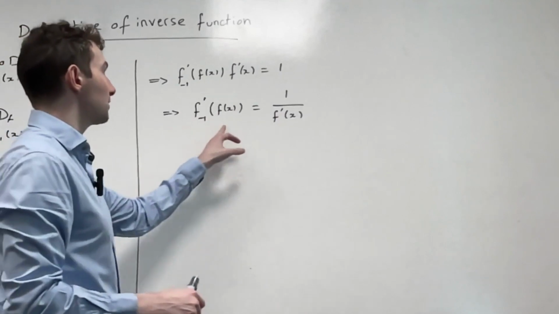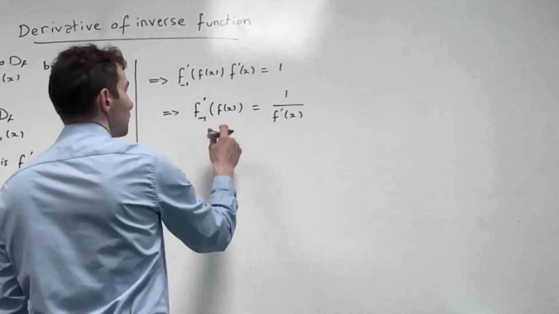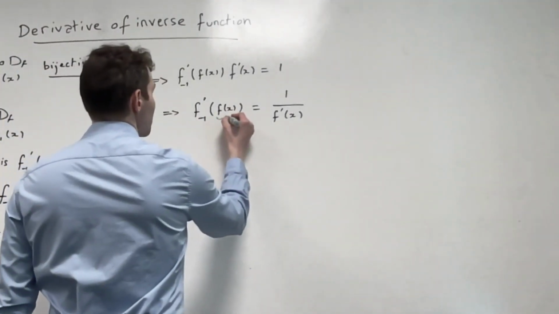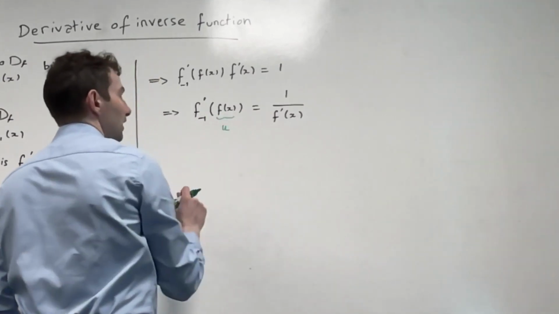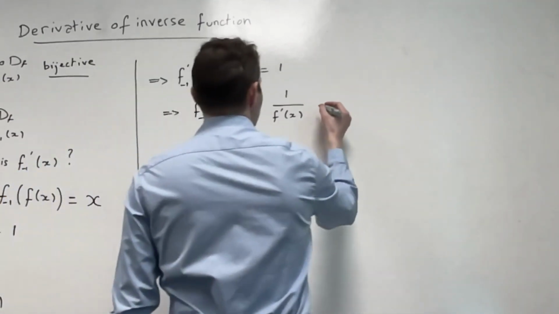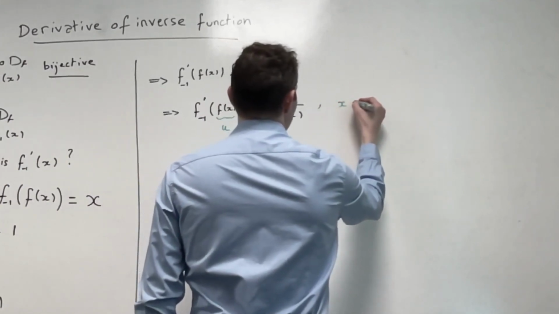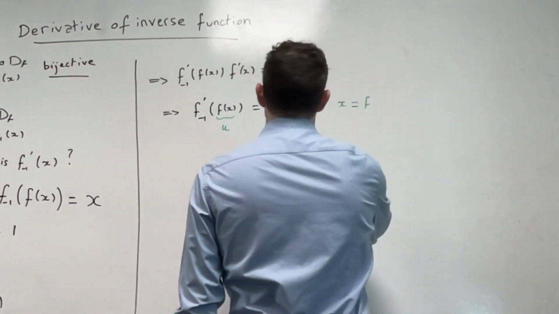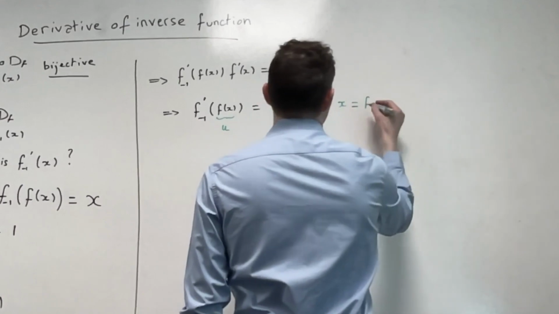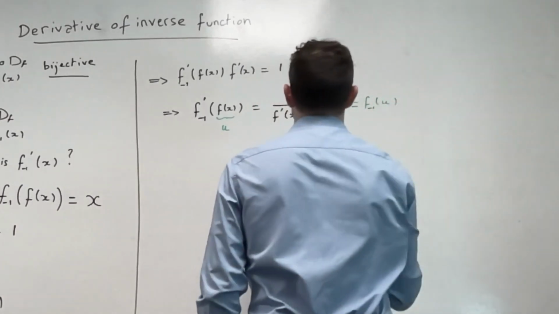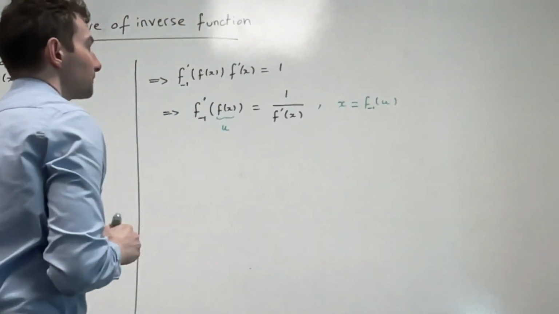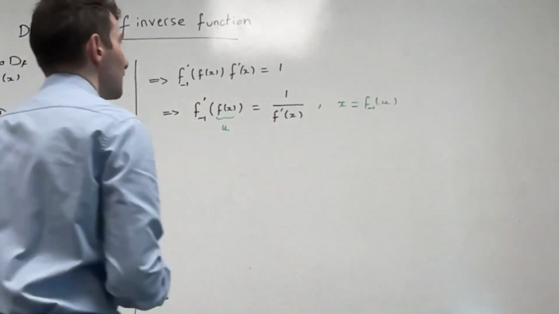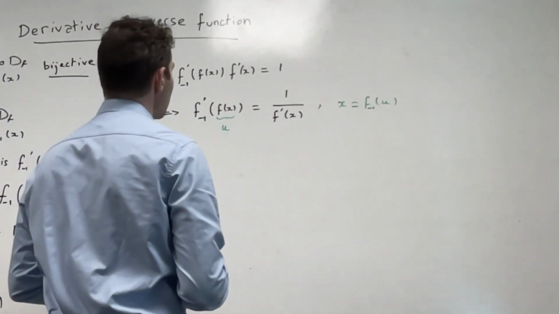So what I'm going to do is simply change the name of the variable. So f of x, I'm going to denote that like this. So I'm going to denote this, for example, u, okay? And therefore, I've got as well that x is equal to f minus 1 of u. Okay, so basically that's the idea.